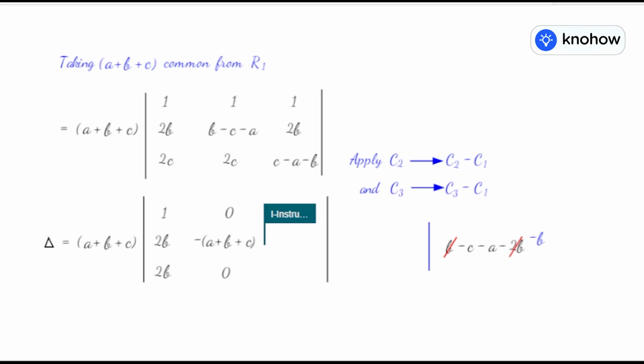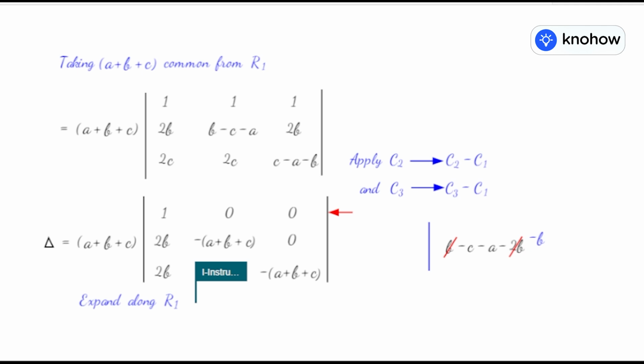Similarly for C3 minus C1 you get 1 minus 1 as 0, 2b minus 2b 0. And what about c minus a minus b? Like in the previous case, c and minus 2c will make it minus c, and taking the minus sign common, you will get minus times a plus b plus c. And now, because in row 1 you already have two zeros, why not expand along row 1? So expand along row 1. What do you get? One factor a plus b plus c is already there.